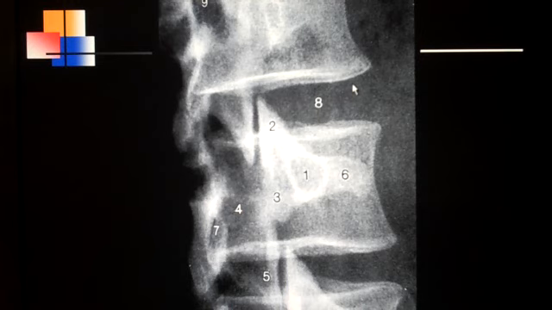Number 8 is the intervertebral disc space. And number 9, which is actually labeling from this point to this point, if I move to the next segment, it would be labeling this point down to this point. That space right there is called the interlaminar space.